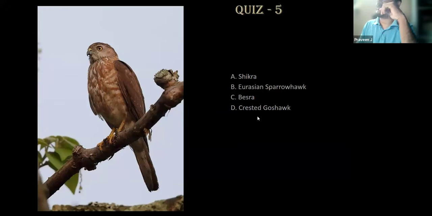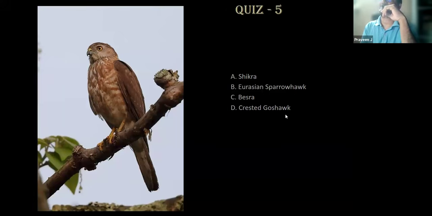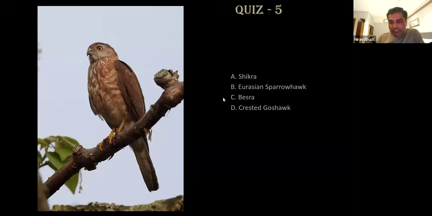Nearly 120 people have participated, and 72% said Shikra, 13% Eurasian Sparrowhawk, and 12% Besra. Correct. So for those who voted for Eurasian Sparrowhawk and Besra, let us try to clarify once again. Sparrowhawk will show a dark eye mask, which is absent here. So that's how we are eliminating Sparrowhawk. And Besra should show a prominent gullet stripe. This does look a little bit like it, but it is a Shikra.